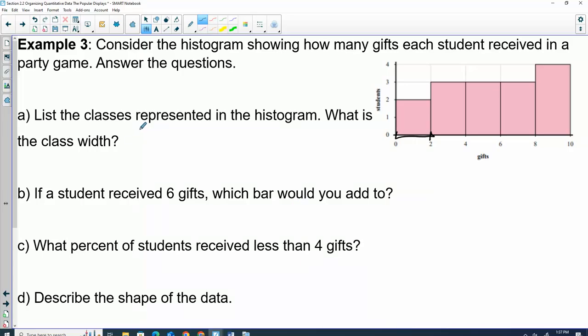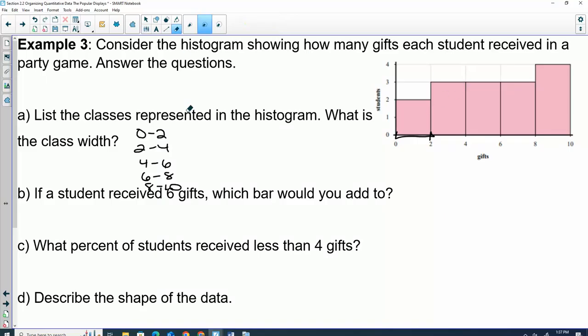tricky. So it seems intuitive, like this one's 0 to 2, this one's 2 to 4, 4 to 6, 6 to 8, 8 to 10. But there's actually a problem with that. Do you know what that would be? Well, you wouldn't know which bar to put each half of them in. Right. So if you ended with 2 gifts, which bar would it go with?